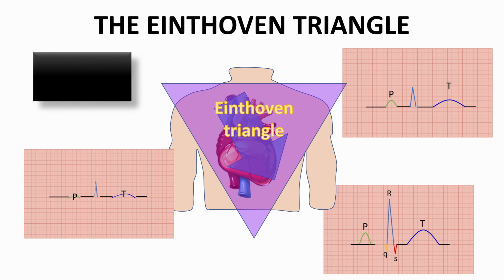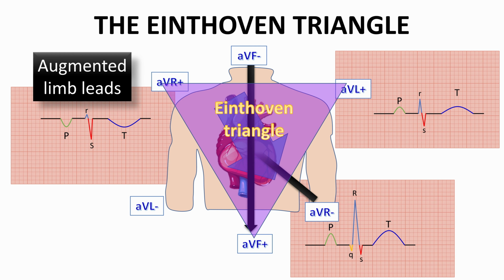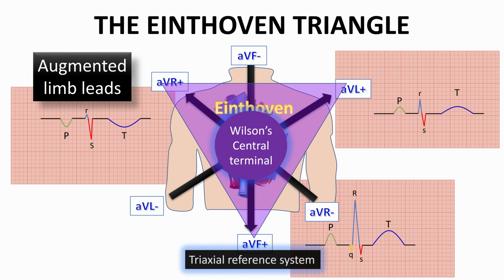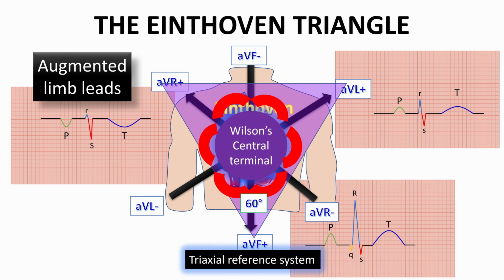We have also seen that the augmented limb leads are recorded from one limb at a time, the limb carrying the positive electrode and the other pole being represented by the central point. The three augmented limb leads AVR, AVL, AVF can be seen to form another triaxial reference system, with each axis being separated by 60 degrees from one another.